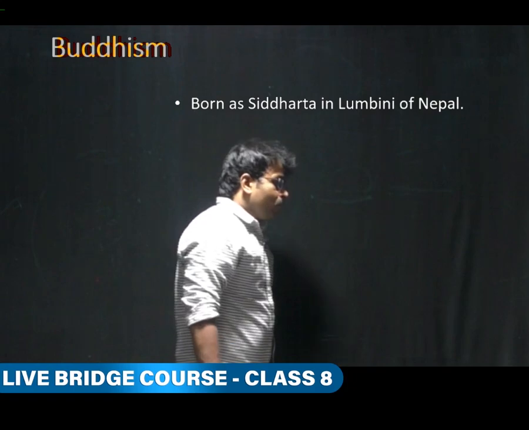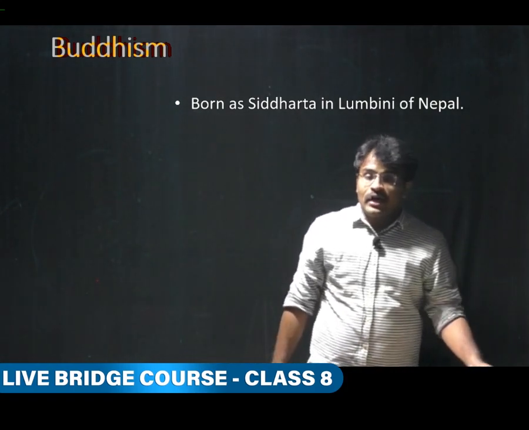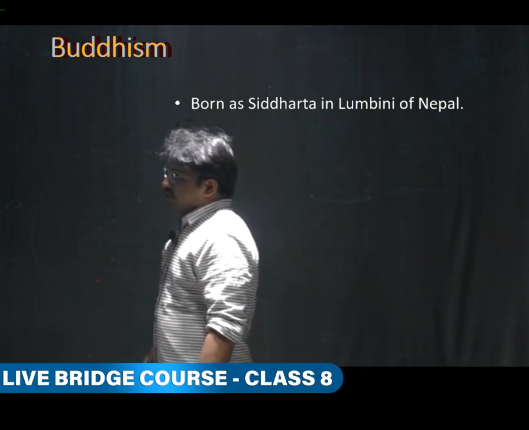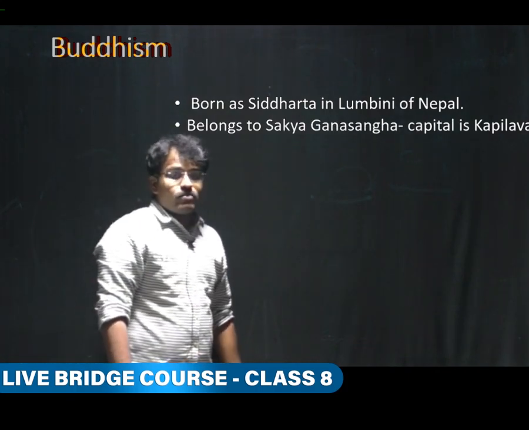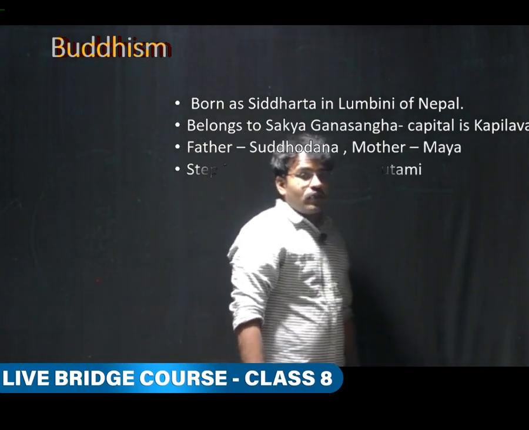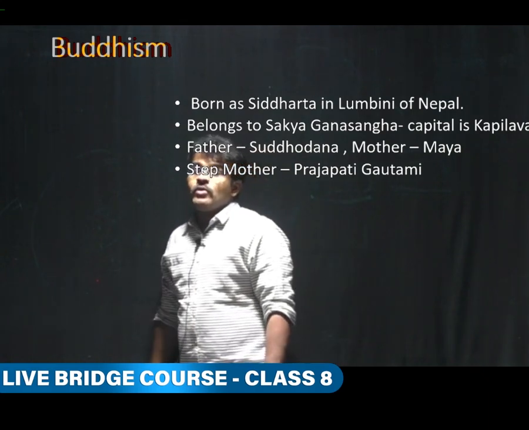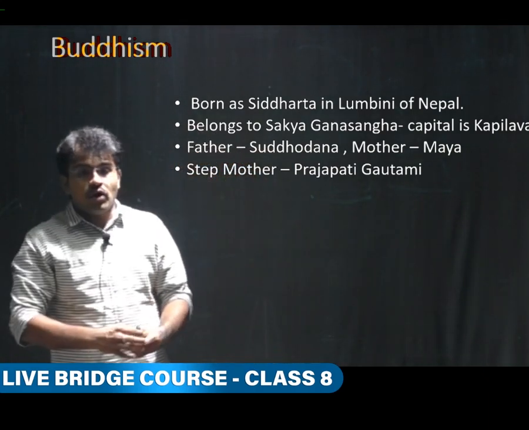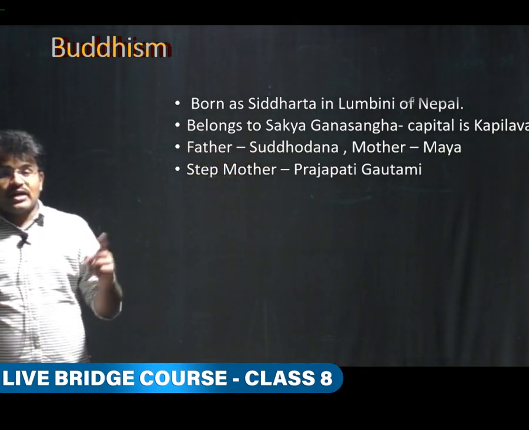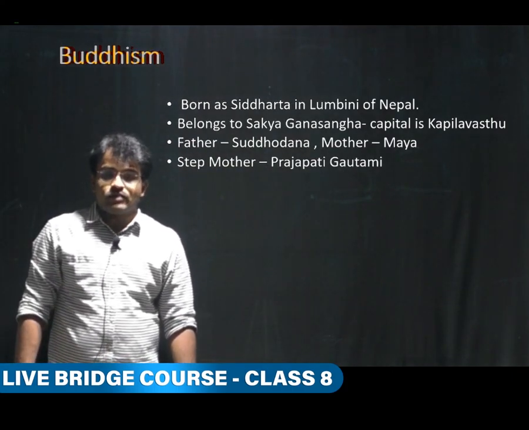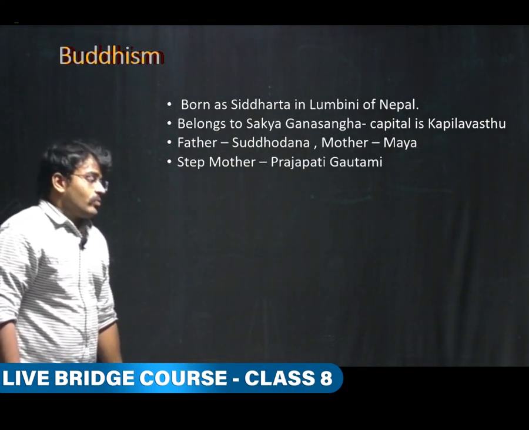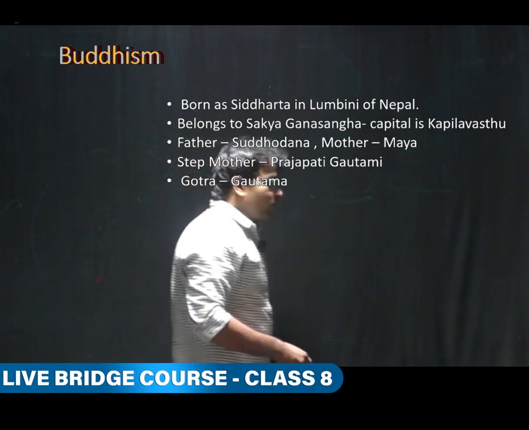He is born in a royal family called Sakyagana, and he was a prince, born to a person by the name of Suddhodana, and his mother's name is Maya. To these two people he is born, and he belonged to the Sakyagana Sangha, which had its capital at Kapilavastu. Then, when he was born, his father called for a soothsayer, because it was a traditional standard practice in the royal families at that point of time.